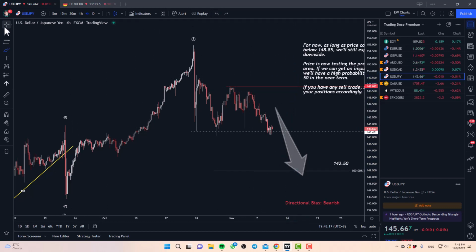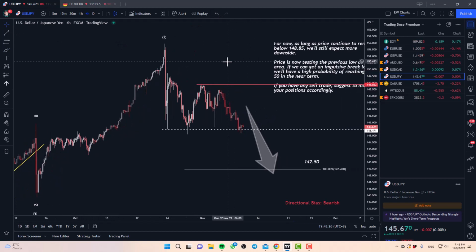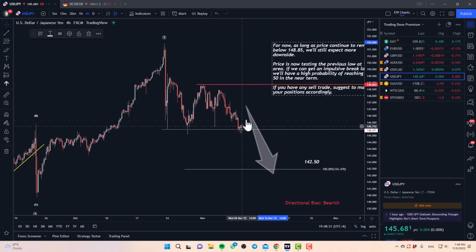So overall, I'm still bearish on the dollar yen. I think the question is just more of like, are we getting that drop now in the near term, or are we going to get that drop maybe perhaps after another pushback up? So something to monitor as well.